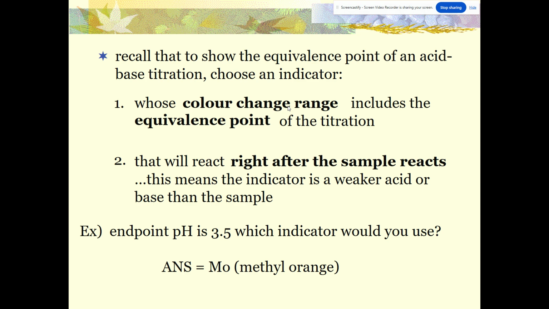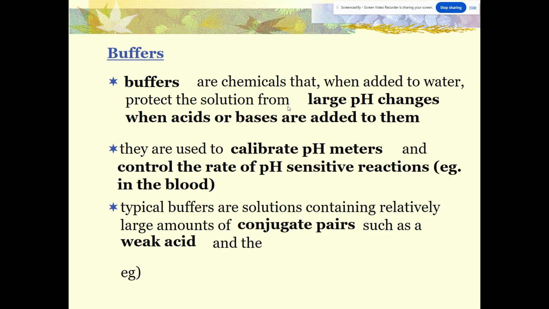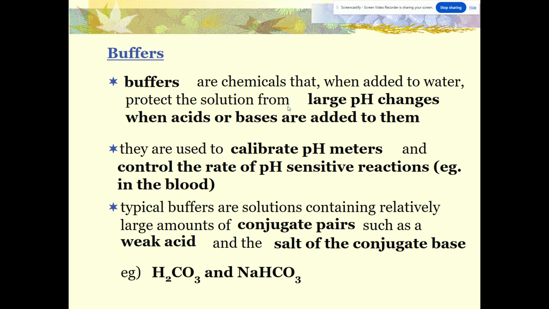Now the last thing we have to talk about are buffers. Now buffers are essentially something that prevents a large pH change. It does so because it is a large amount of a weak acid with the salt of its conjugate base. So for example, H2CO3 with the HCO3 -1 ion. Now, negative ions, again, are never going to be found by themselves.